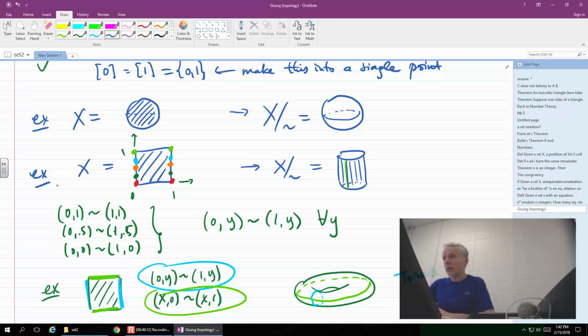Let me point it out. It's actually fairly straightforward. What I'm plotting here in red is one single equivalence class. So the edge becomes one single equivalence class, and all the points on the edge are equivalent. Under the gluing metaphor, that equivalence class, the edge, becomes one single point, like here.